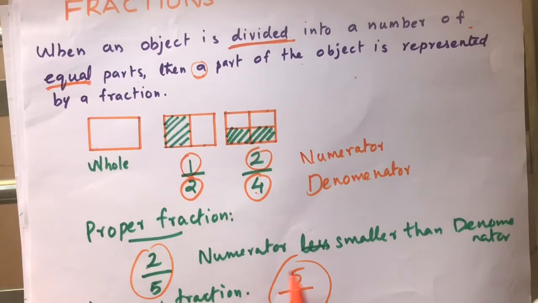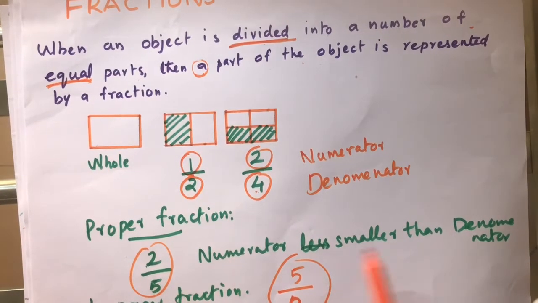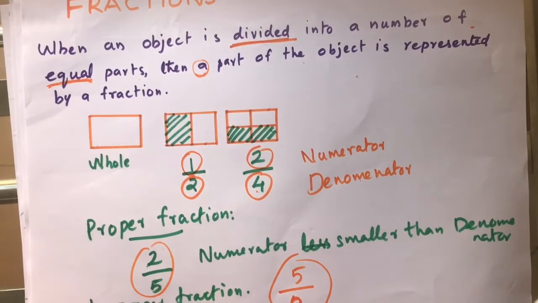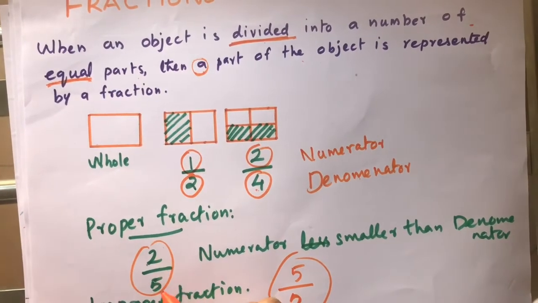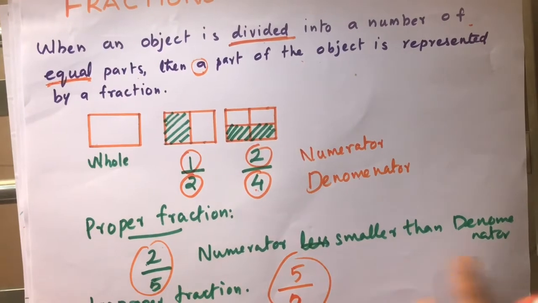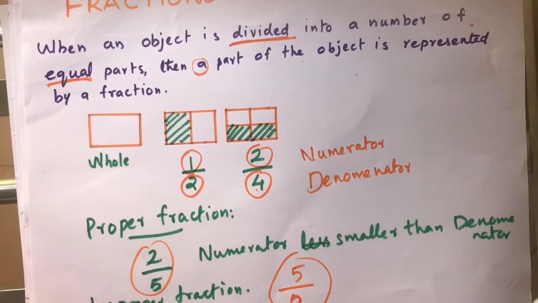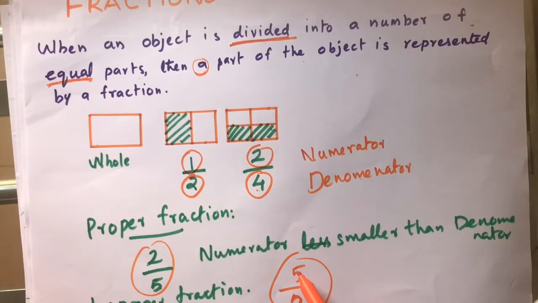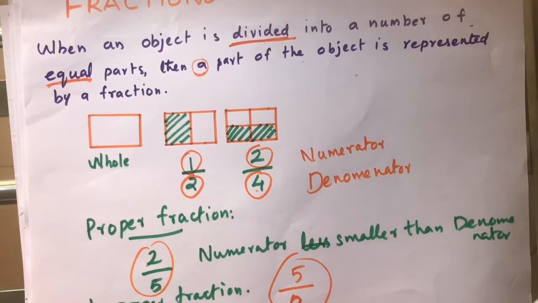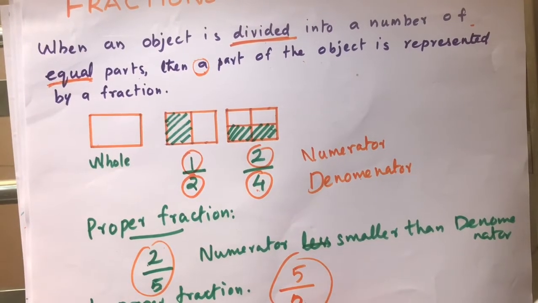In a proper fraction, the numerator will be smaller than the denominator. It's a proper way. The 5 can hold, or we can take away 2 from 5. That's why it's a proper fraction, and the improper fraction is 5 by 2. That means the numerator is bigger than the denominator. It's not a proper way, that's why it's an improper fraction.